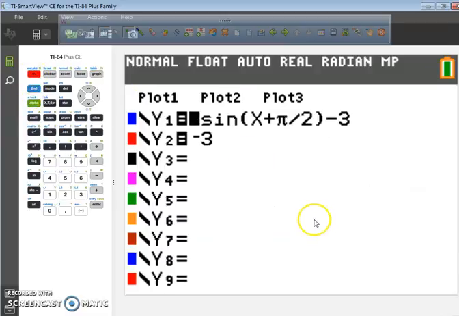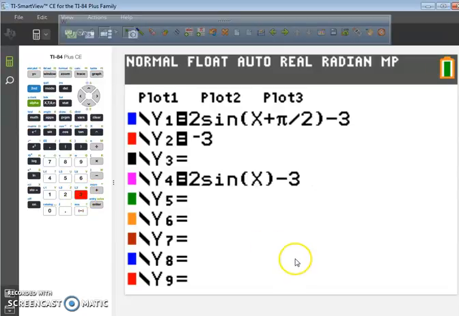I'm going to hit y equals, and I'm going to go down here and basically do the exact same graph in this purple color right here, except I'm going to take away the pi over 2. So you see what it would look like without it. So I'm going to hit 2 sine x, close parentheses, -3. I'm going to do the exact same thing, just taking away this what? Pi over 2 right there. I'm going to hit graph.